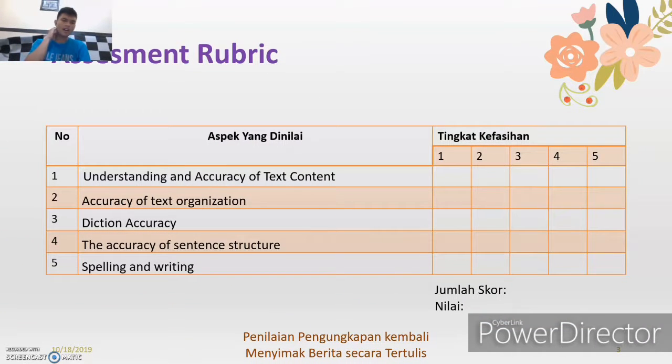And this is the second rubric that I can exemplify. The results of the writing are assessed by these five aspects: understanding, accuracy of text, content, etc.